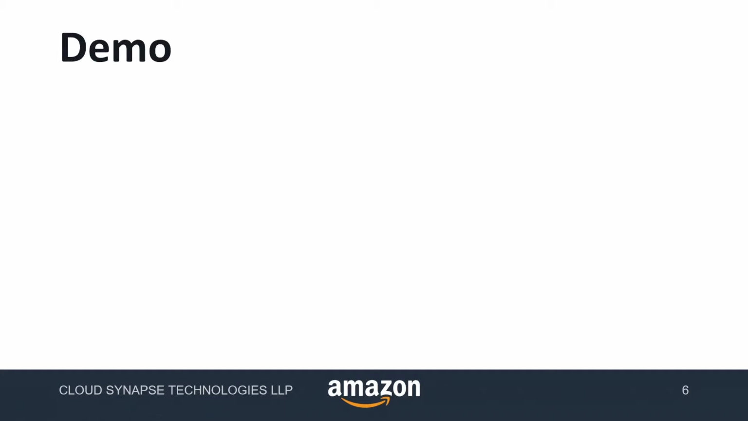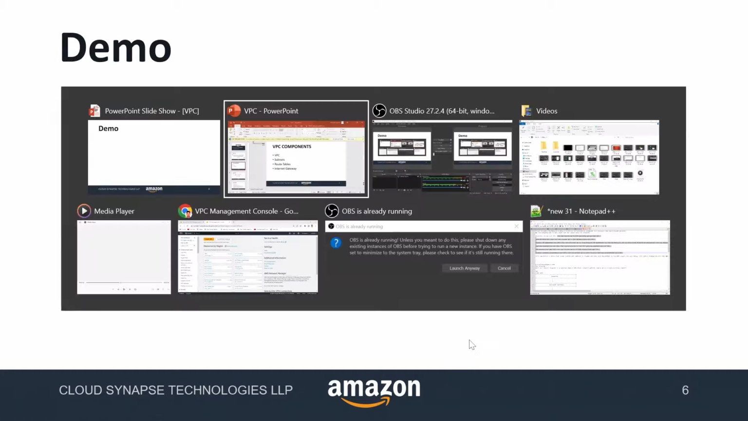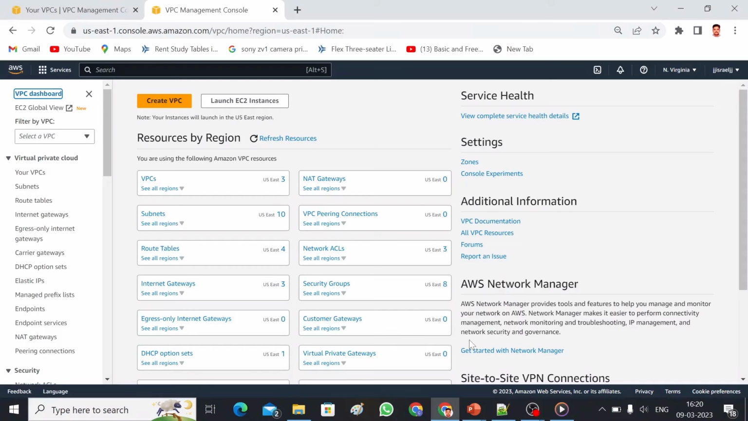Let me go to the demo quickly. Let me create a VPC and give the infrastructure for the EC2 instance. This is my AWS console, and here you can find the regions. I'm going to create a VPC in North Virginia.